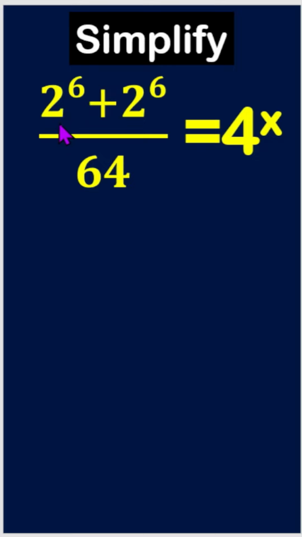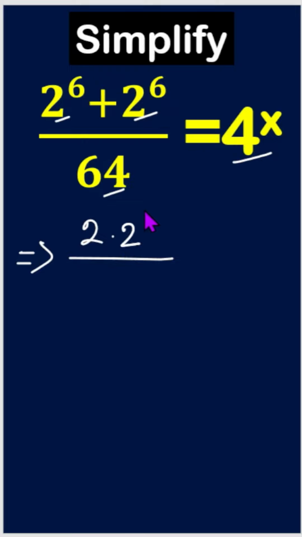Simplify 2 to the power 6 plus 2 to the power 6, divided by 64, equals 4 to the power x. So this one, we can write 2 to the power 6 plus 2 to the power 6 as 2 times 2 to the power 6, just making addition, and this 64 we can write unchanged, 64, and this is 4 to the power x.